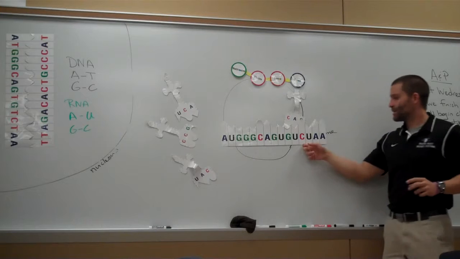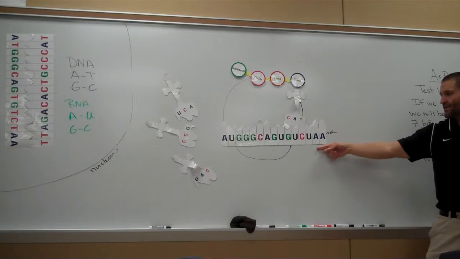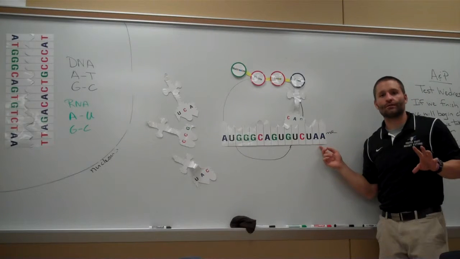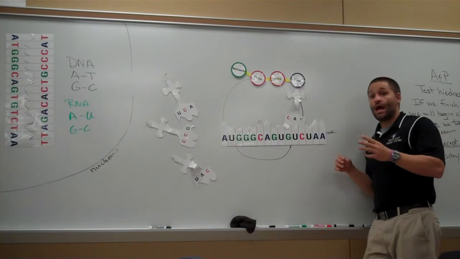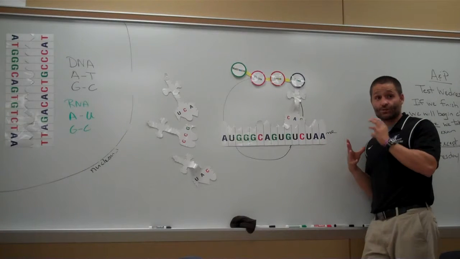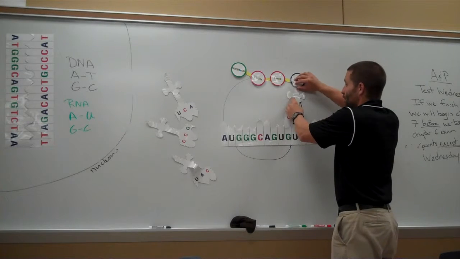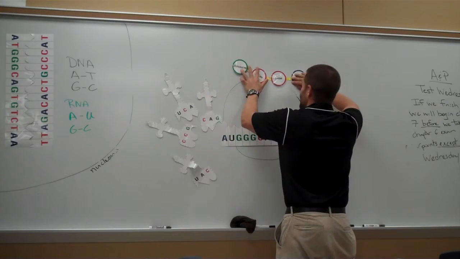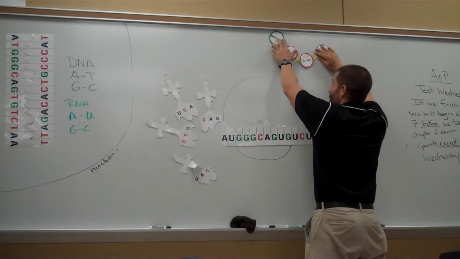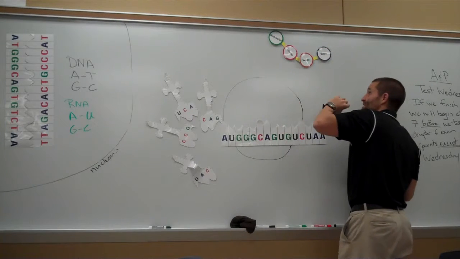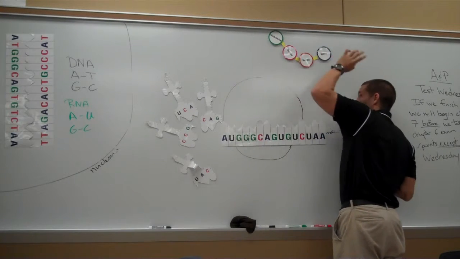Now, notice there's three more here. This is what they call a stop codon. We'll get into that later. This tells it, hey, we're done with the gene. We are finished with this gene. So it tells the ribosome basically to release this protein. And now we have a protein here, because a protein is made of amino acids.